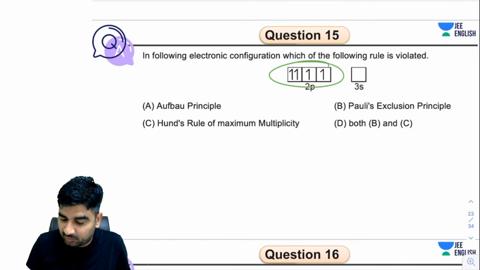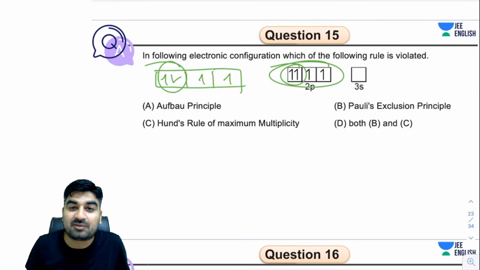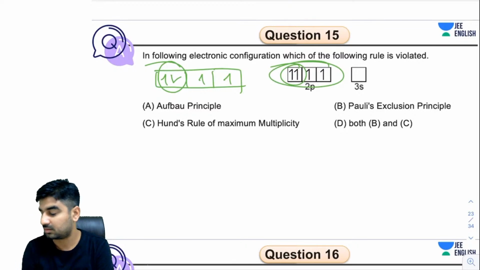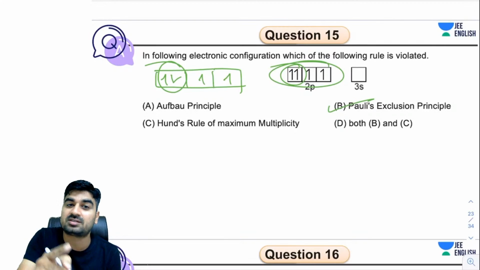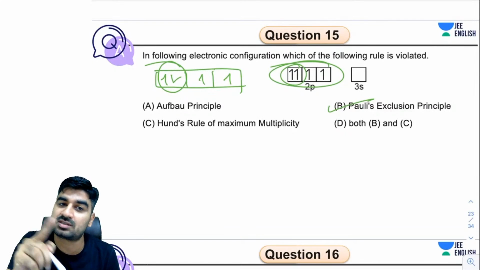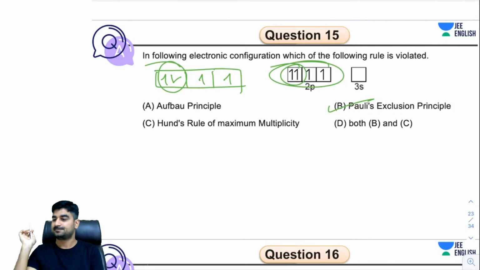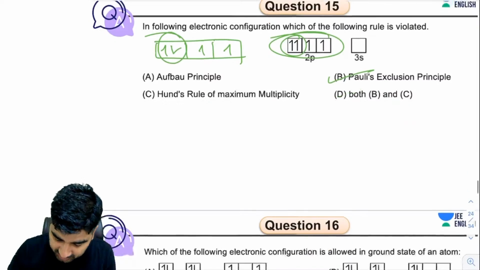If you want to fill 4 electrons, then how will you fill them? 1, 2, 3, and 4. Here, these two are in the same spin. Which rule is violated here? Tell me. Pauli's. Because Pauli says no two electrons in the same orbital can have the same spin. Pauli's exclusion principle is violated. So most of you have given the correct answer. Yes, right, Ritvik. So now let's move to the next question.